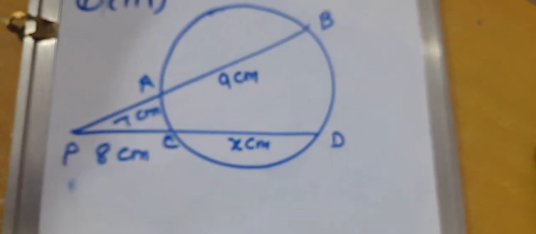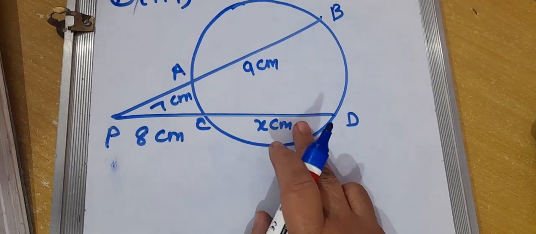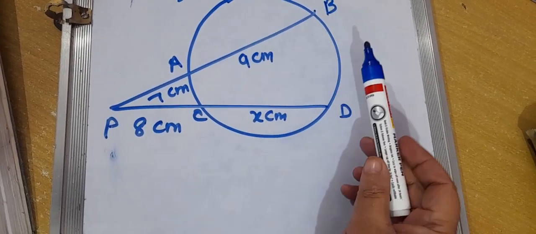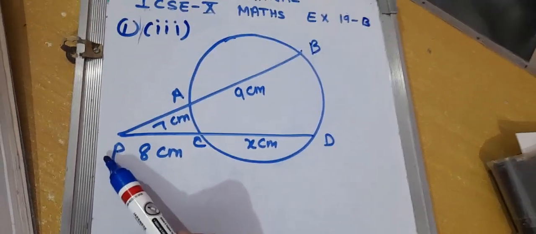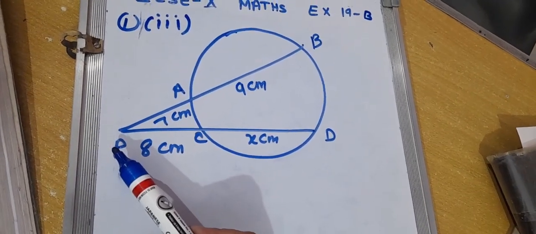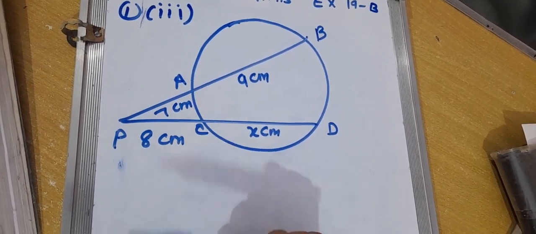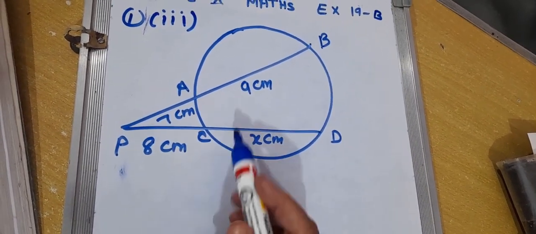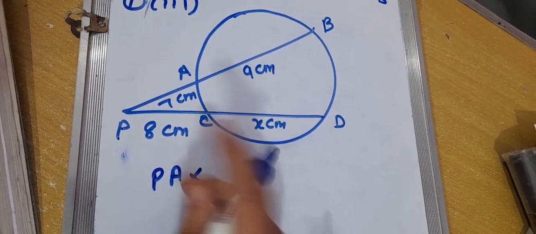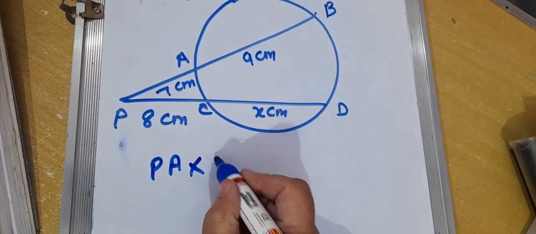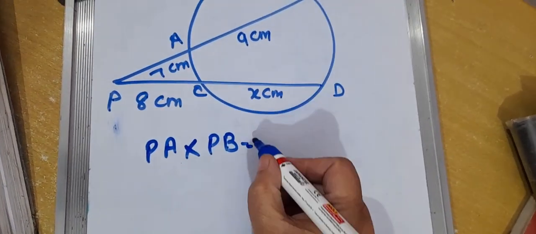Now question number 1, subpart 3, we are given this diagram and we have to find the value of X. In this question, students, two chords AB and CD are intersecting externally. So we will use the same property that we have used in the last question, that the product of their segments is equal. So segments of AB chord are PA into PB. It will be equal to PC into PD.